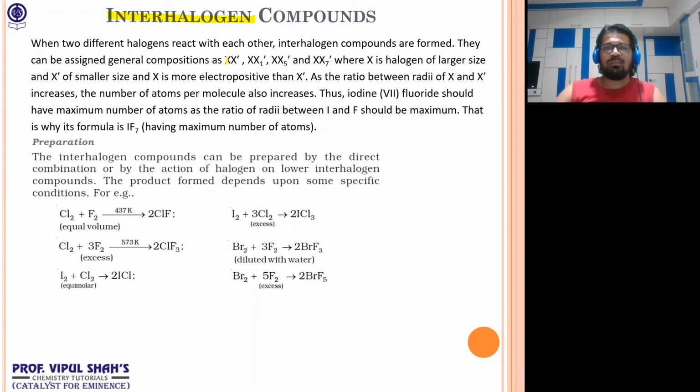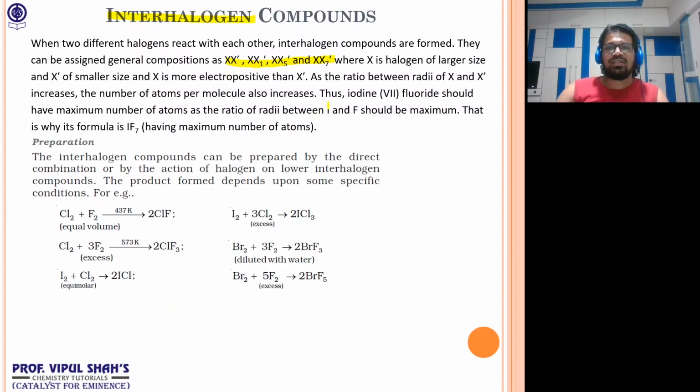That is, they form the compounds XX', XX'3, XX'5 and XX'7, with oxidation states plus 1, plus 3, plus 5 and plus 7, where capital X is for the bigger halogen and X' is generally for the smaller halogen. Now the smallest halogen is F, we all know. So that's the part over there.